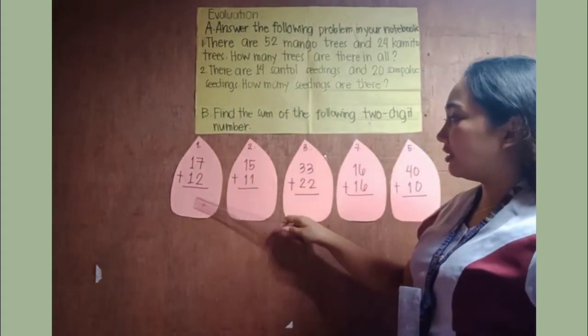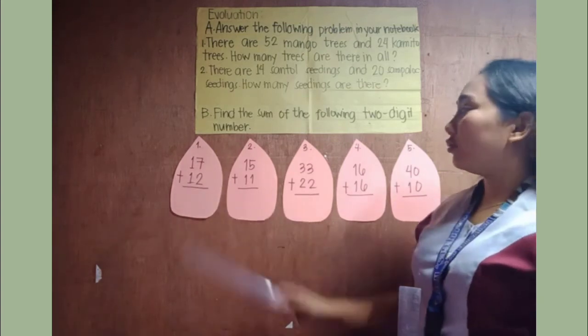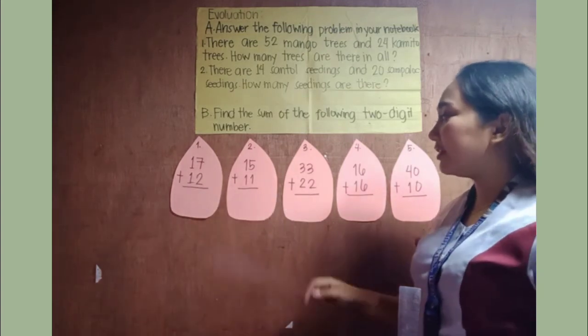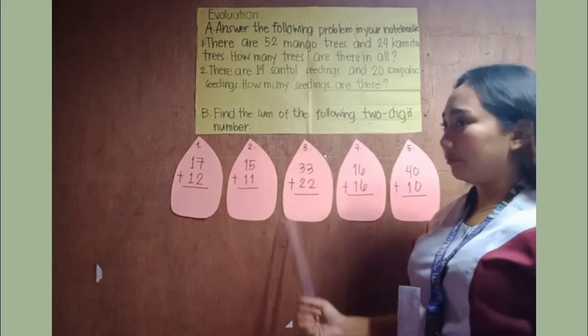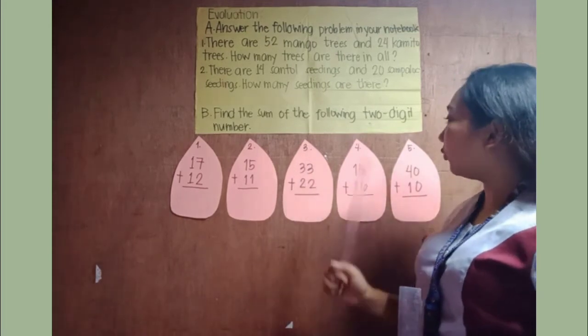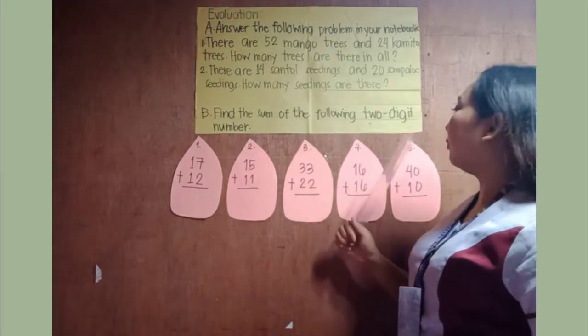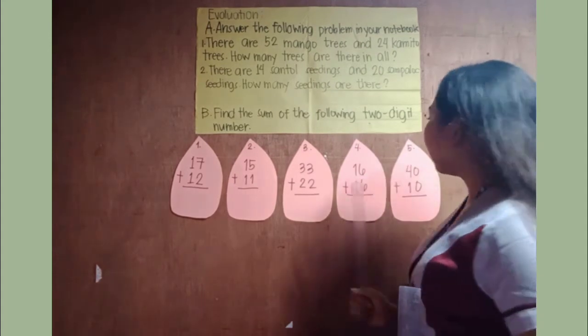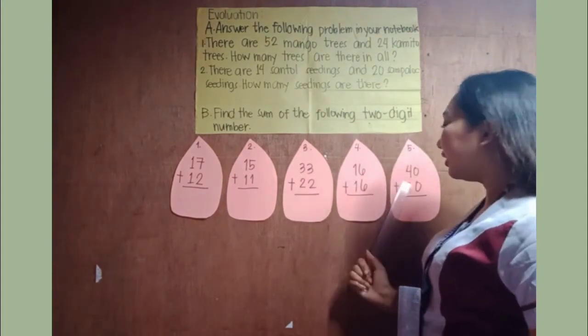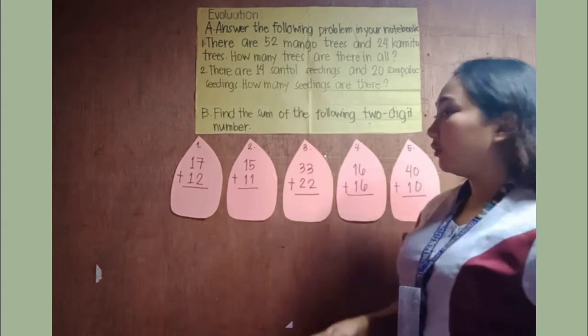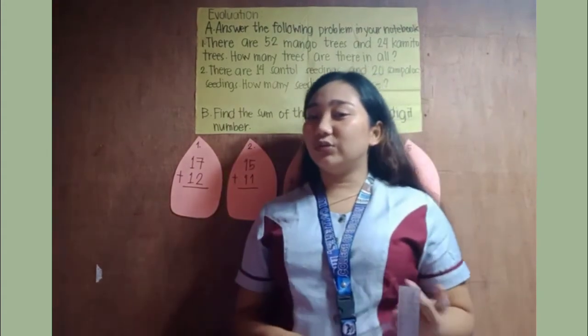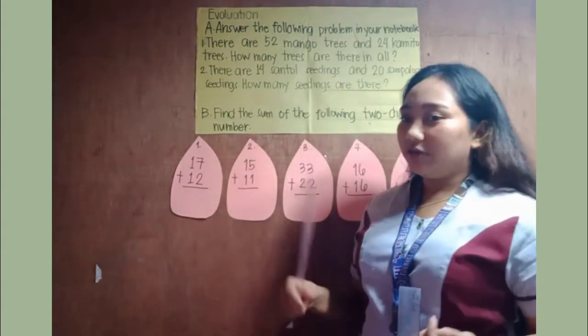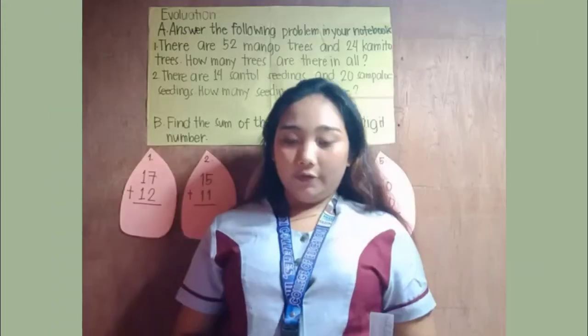And in letter B, you need to find the sum of the following 2-digit numbers. So, number 1 is 17 plus 12. Number 2 is 15 plus 11. Number 3 is 33 plus 22. Number 4 is 16 plus 16. And number 5, 40 plus 10. So, I will give you 10 minutes to finish this activity. You may start now.